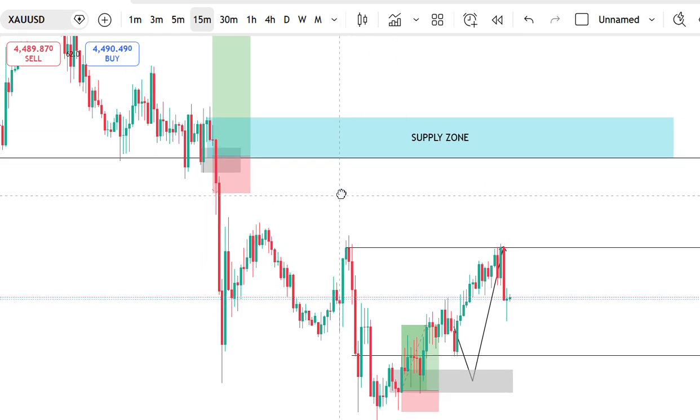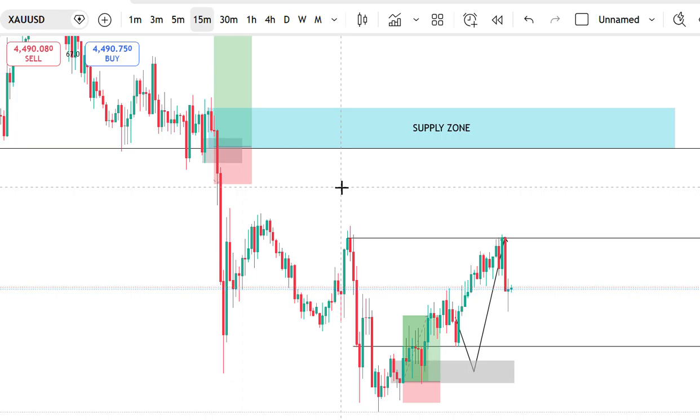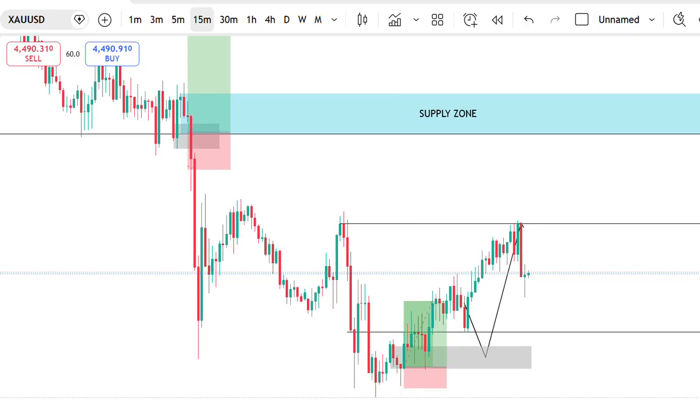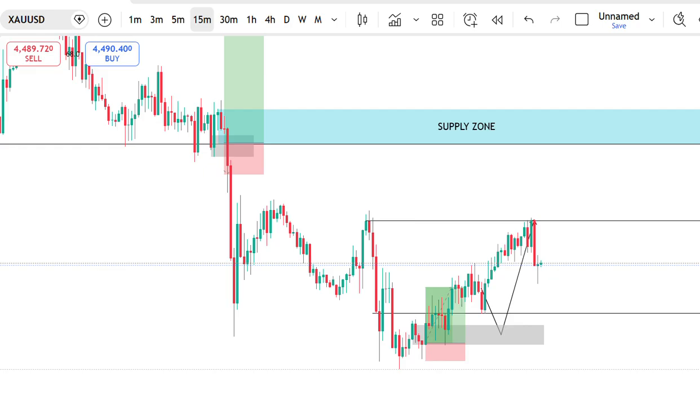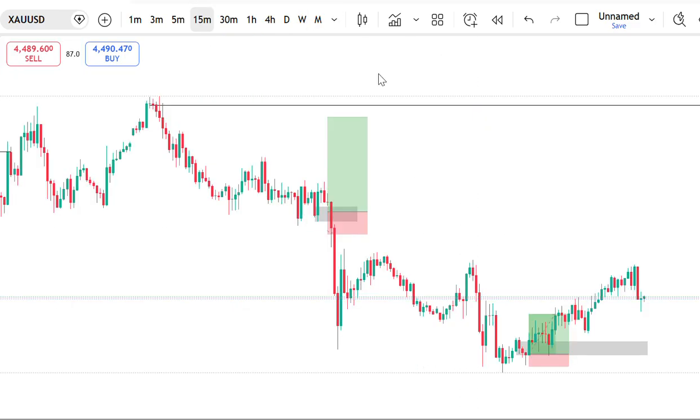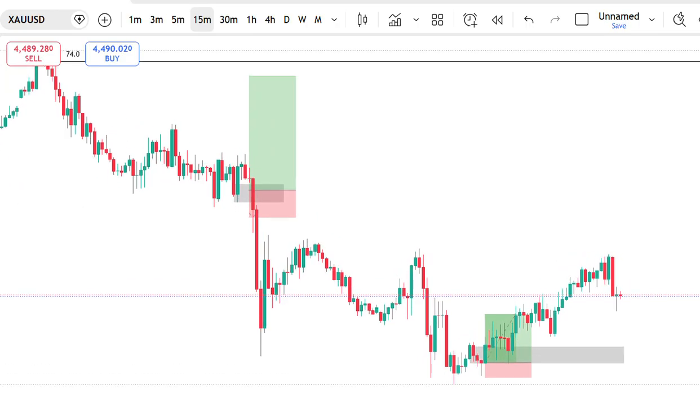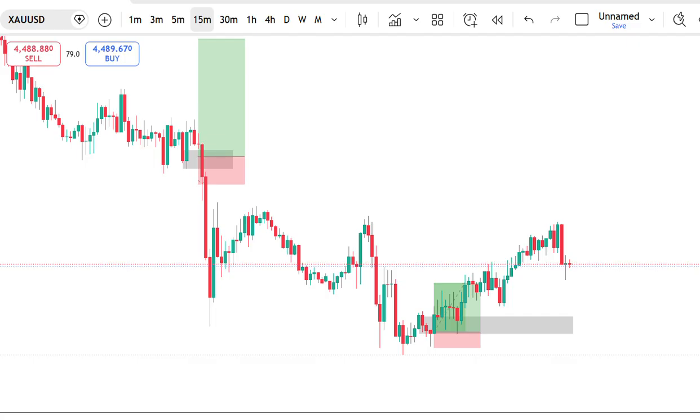Hello, this is my setup. So I need to show you how I took the beautiful setup on this part. But before I go on, I would like to remove all these. So I removed some of the levels and I remained with some of the history that showed the trade I took.